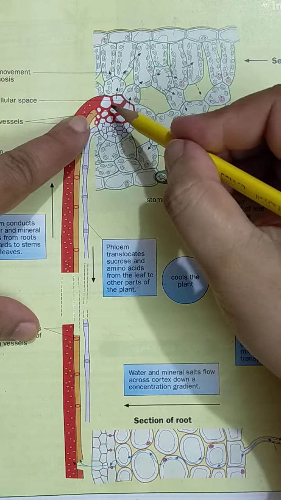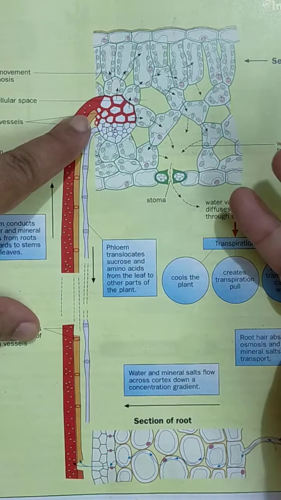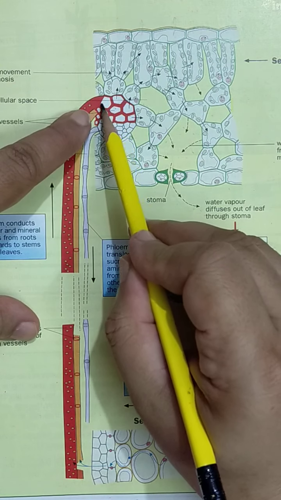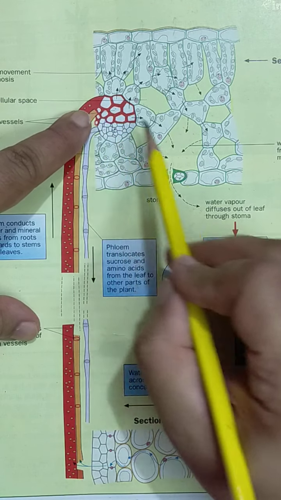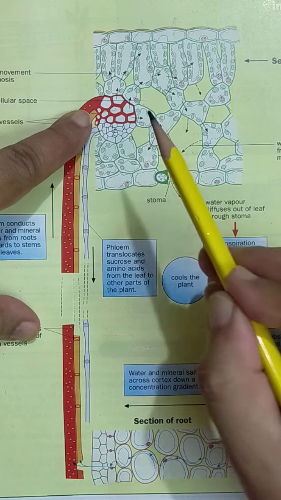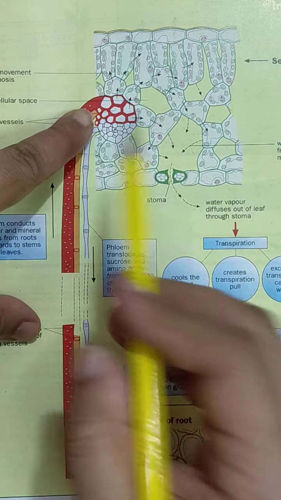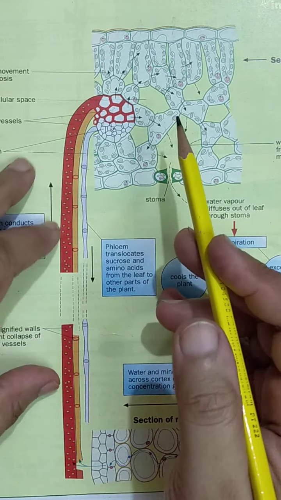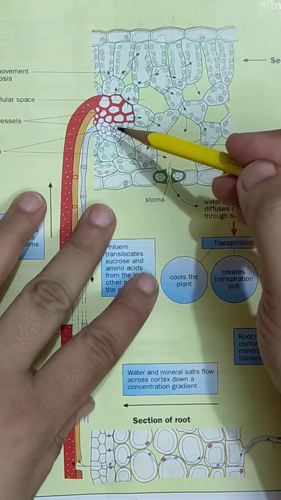So what is basically this tension? This tension is because the cells have water with more water potential. Here, as water evaporates from these cells, the amount of water will decrease, so the water potential will decrease. So water will move from higher water potential to lower water potential. All these things are associated with each other.